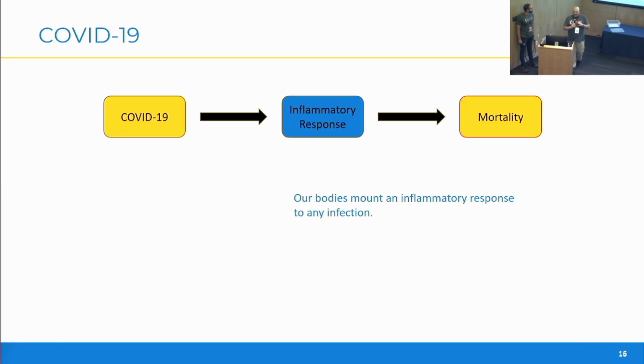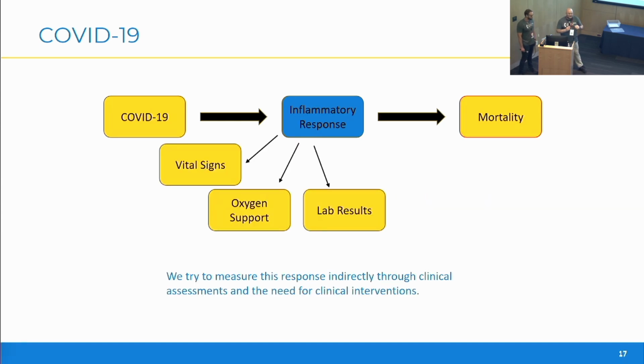It's an inflammatory process. COVID-19 is a syndrome. There's an inflammatory process that happens like with any infection. And it's when that inflammatory process gets out of control that we actually start having problems. Right? Does that make sense? Everybody with me? Okay. So we try to measure that through proxy measures. We're not actually measuring it directly. We are looking at this.